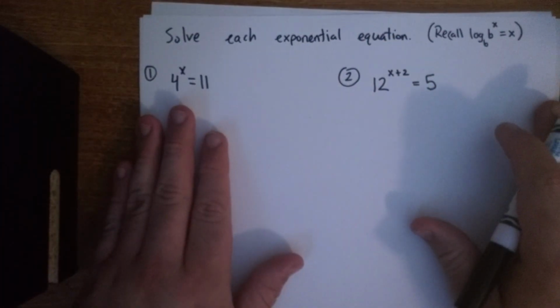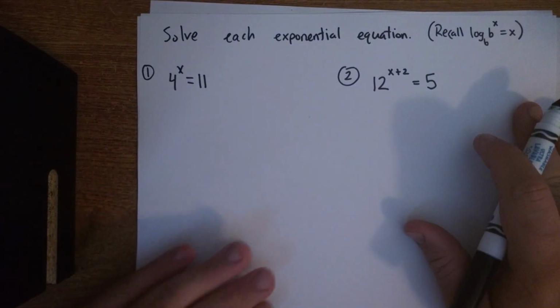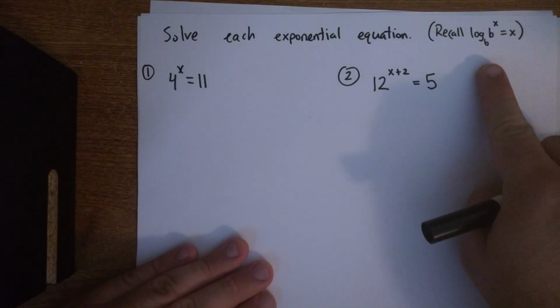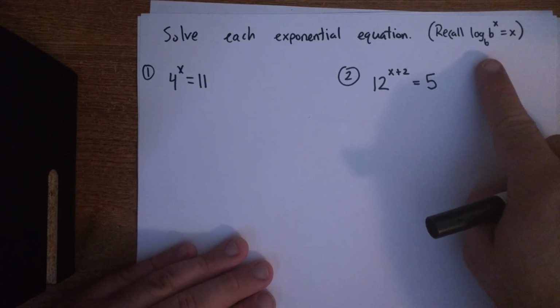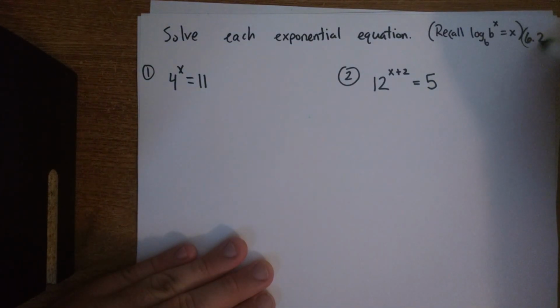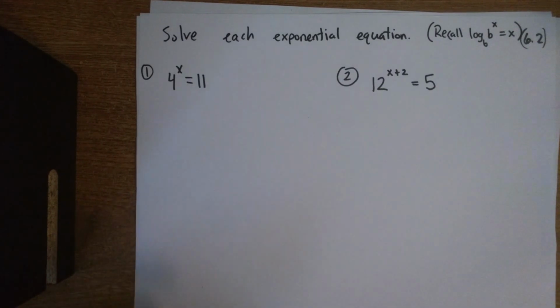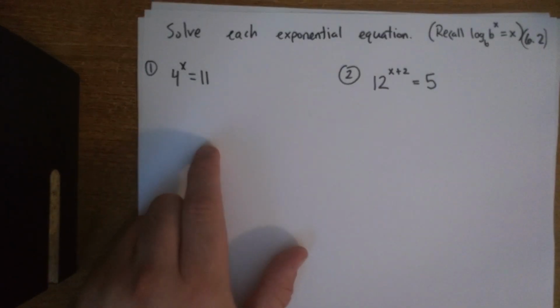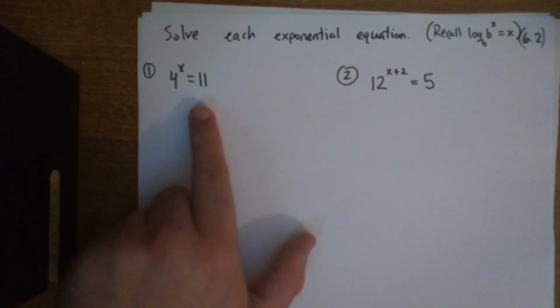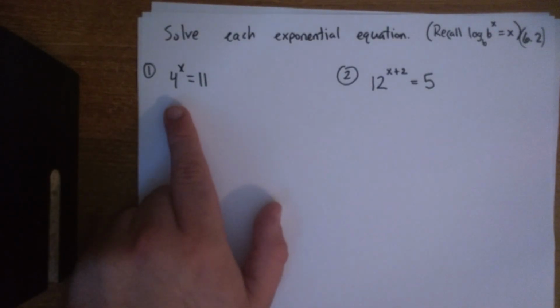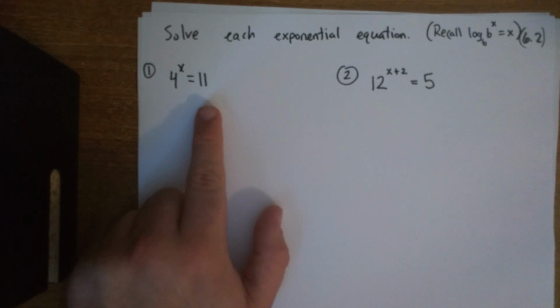So here's a couple more exponential equations. Sorry for the focus. I do say recall log base b of b to the power of x is equal to x. We saw this happen a lot in section 6.2. Now here, if you look at number 1, we have 4^x equals 11. Now we could take 4 and write it as 2 squared, but can we do anything with 11? Actually, 11's prime, and so you can't do anything with this problem.